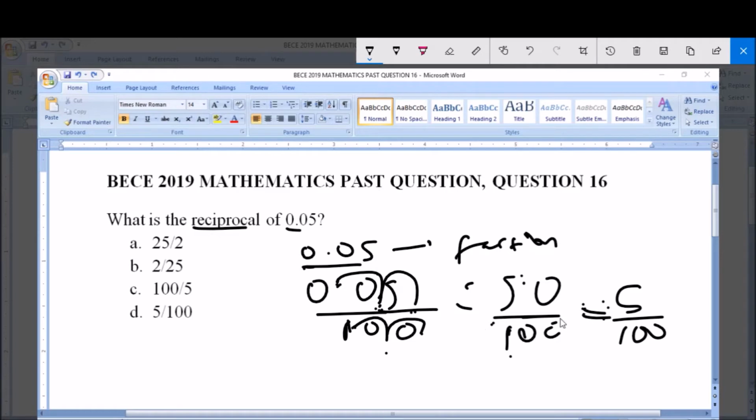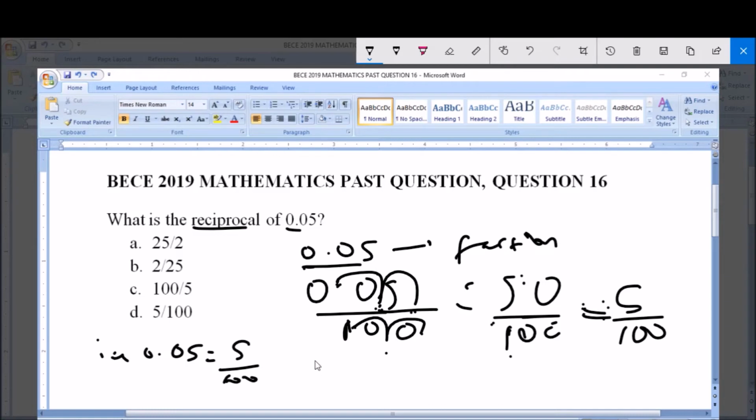Now 5 over 100 is the same as 0.05, i.e. 0.05 is equal to 5 over 100. What we just did was successfully convert 0.05, a decimal number, into a fraction. But the question asks us to find the reciprocal of 0.05, meaning that we have to find the reciprocal of 5 all over 100.